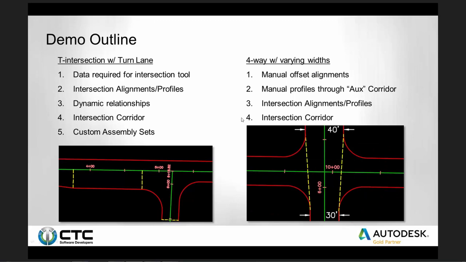So a little outline, a lot of stuff I want to go through here. I want to go through two examples. The first one is a T intersection with a turn lane. And this is going to be the more beginner to intermediate level, and just make sure you understand how the intersection tool works. It's one of the keys to really being able to harness the intersection tool. So we'll look at the data required to use the intersection tool. We'll start generating alignments and profiles through that intersection wizard. And then we'll look at the dynamic relationships between those and understand how it sets those and controls those.